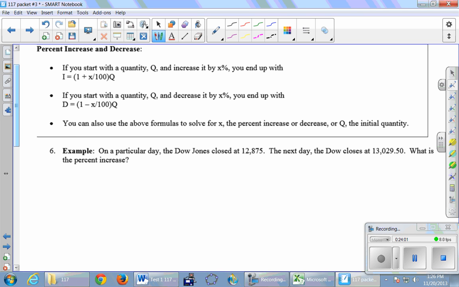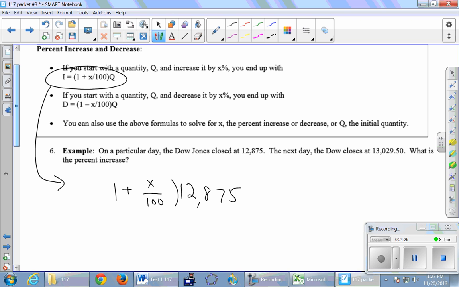Okay, so it says you end up with a certain amount and you started with a certain amount. So the I and the Q are the two numbers that were given to us. Q is the starting quantity. What is it in this problem? Is the 12,875. So we're going to use this formula right here. The Q is 12,875. In the parentheses here, I'm just going to put the 1 plus X over 100. The I is what you end up with. It's the 13,029.